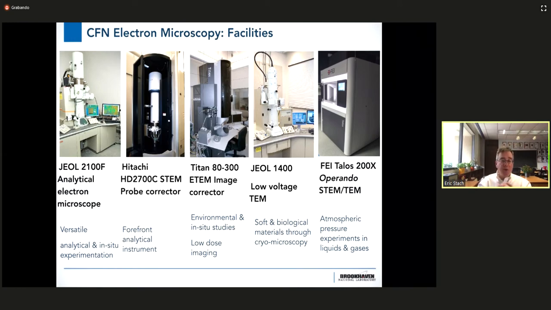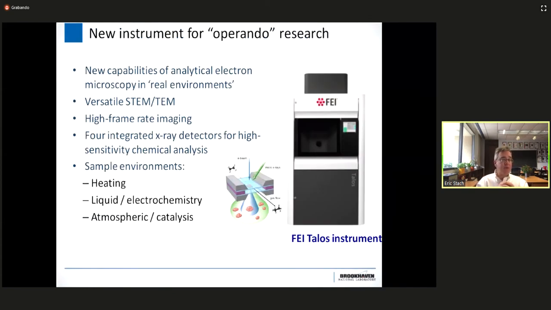We also have a simple instrument for doing soft and biological materials. It operates at low voltage, so it's good for polymers and other soft matter. And then recently we installed a new instrument for so-called operando research. This instrument has a very bright source, EELS, EDS, 4 integrated EDS detectors for high sensitivity EDS. It has a high frame rate camera. It has a variety of, again, dynamic environments, including heating, liquid electrochemistry, atmospheric pressure catalysis. So a very versatile instrument for doing operando research, something that was installed just a number of years ago.